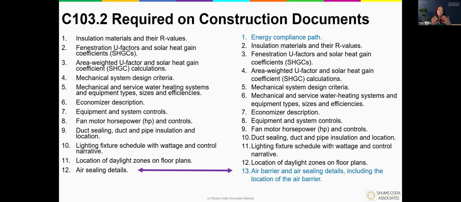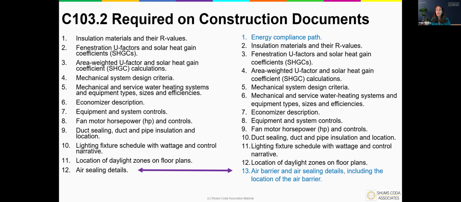And the importance of this is you'll notice number 12 became number 13 because we added the energy compliance path that has to be listed on the plans. But 13 changed from air sealing details to specifically call out air barriers and air sealing details, including the location of the air barrier. And part of that is because in the earlier editions where it was called air sealing details, people often didn't understand that that required those air barriers, not just some air sealing, because the section that this is referring to used to be called air sealing, right? So you had to demonstrate how tight your building was through a calculation and all that.